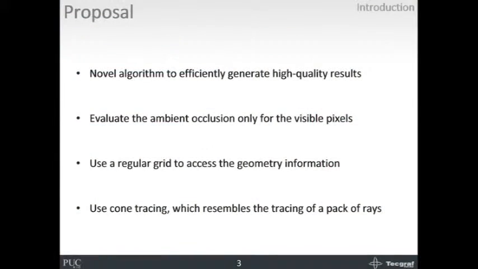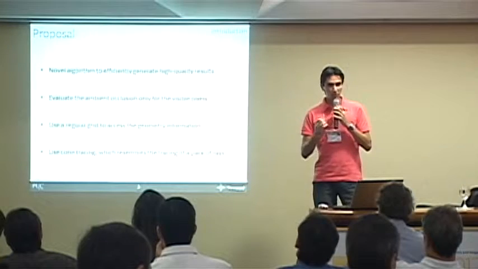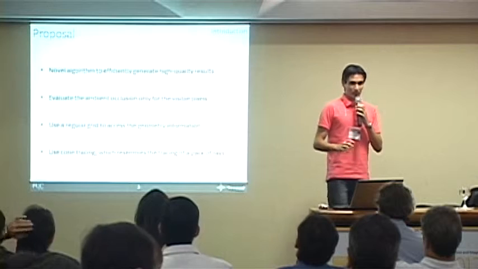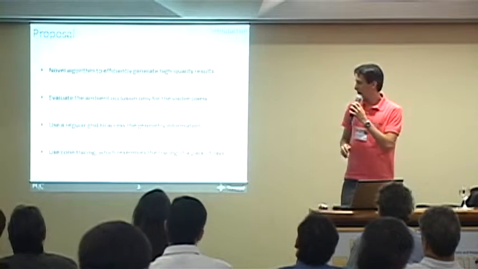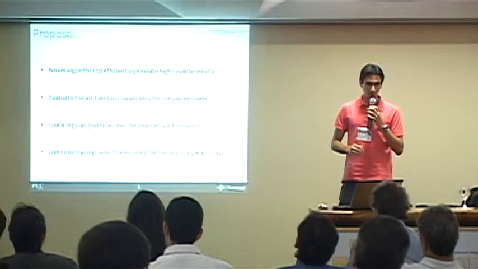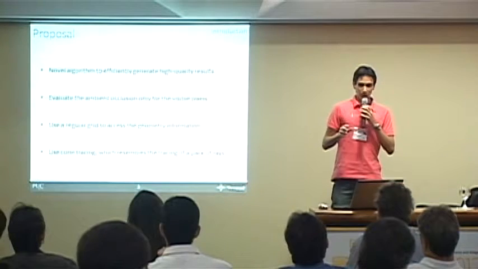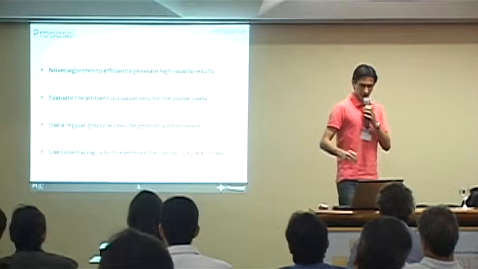So our proposal here is a novel algorithm to efficiently generate high-quality results in ambient occlusion. To do that, we evaluate the ambient occlusion only for the visible pixels, and we also use a regular grid to access the geometry information, not the total triangle mesh. And we use the technique of cone tracing to calculate the ambient occlusion. The technique of cone tracing is basically, instead of tracing lots of rays, we use a cone to simplify the calculations, okay?